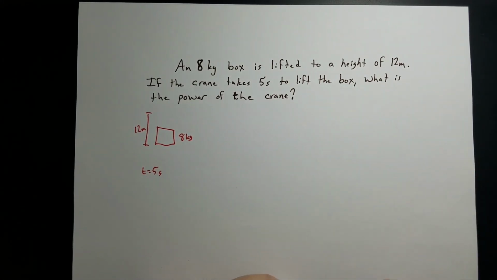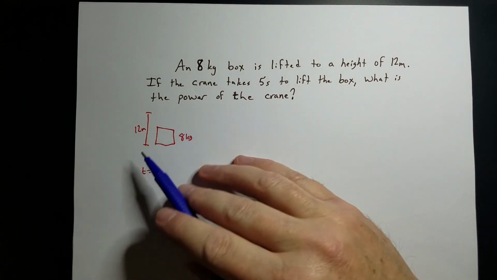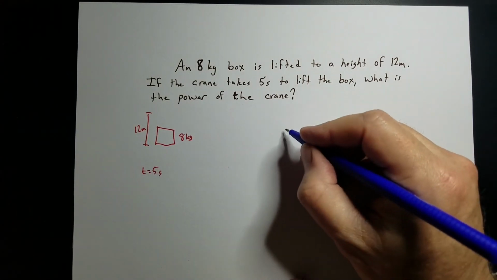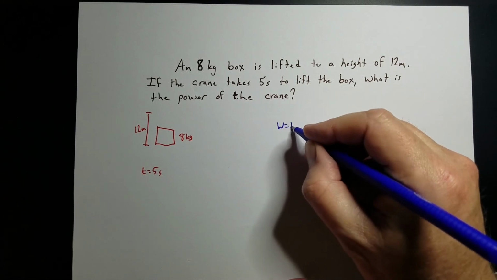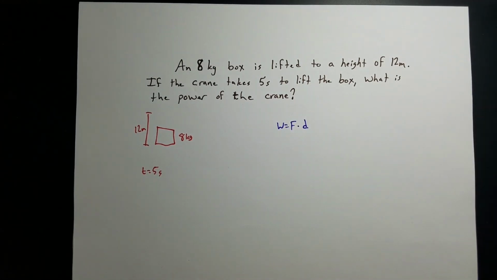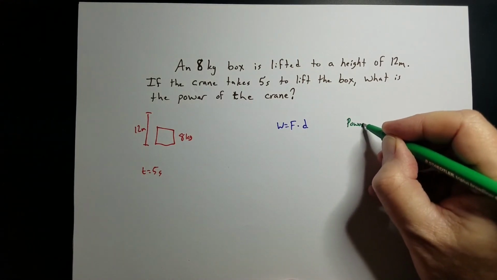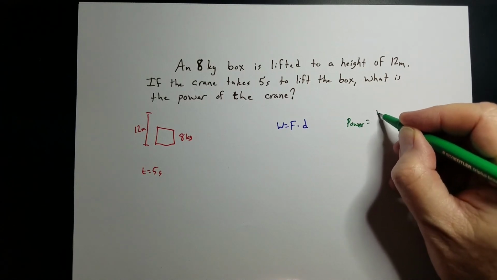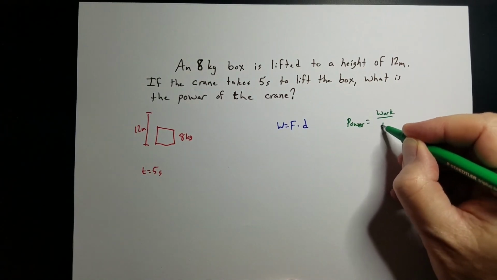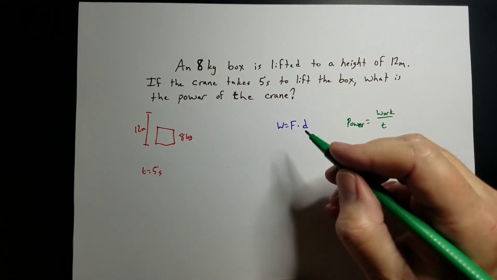Okay, well, work is force times distance. Now we're asked for power, but we can't find power directly. We need to do something else first. So work is force times distance, and we need that because power is work divided by time. So to get power, we need work, and to get work, we need a force.